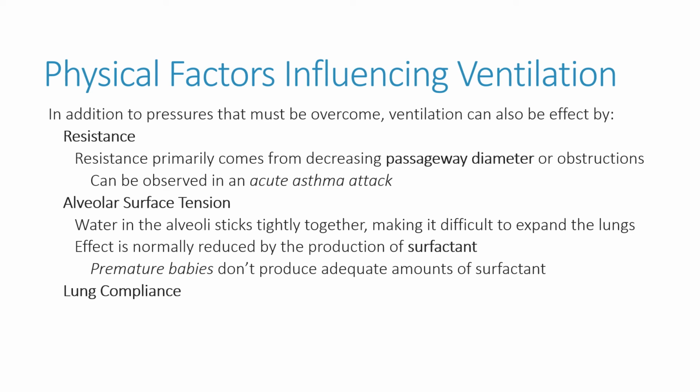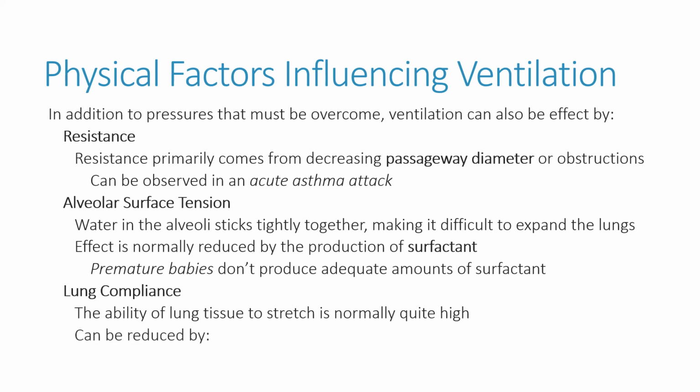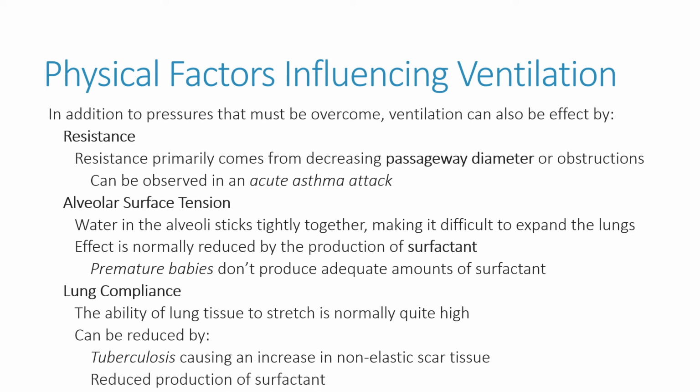A third contributing factor for ventilation is lung compliance, the ability of lung tissue to stretch. Normally, lung compliance is usually quite high, but it can be reduced by things like tuberculosis, causing an increase in non-elastic scar tissue on the surface of the lungs, or reduced production of surfactant. Because that surfactant would otherwise reduce surface tension, its absence would also make the lungs less likely to stretch.